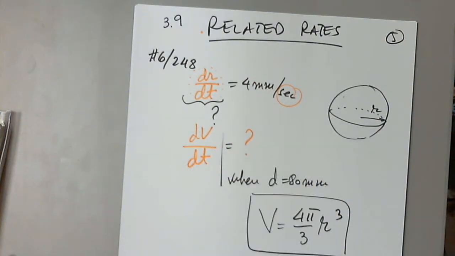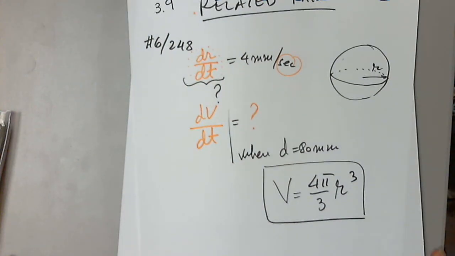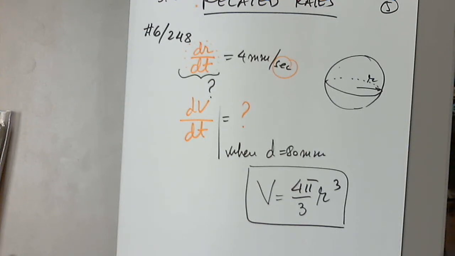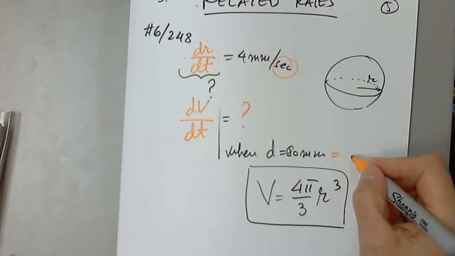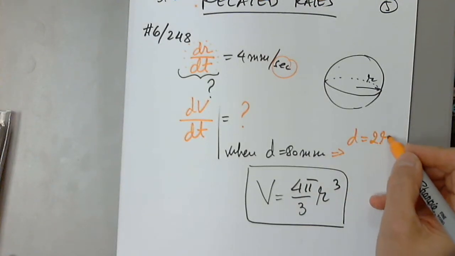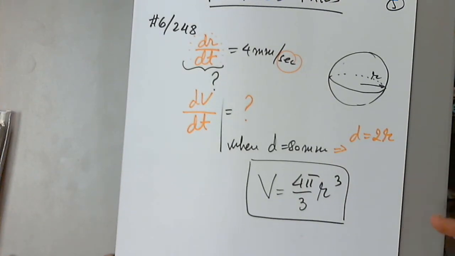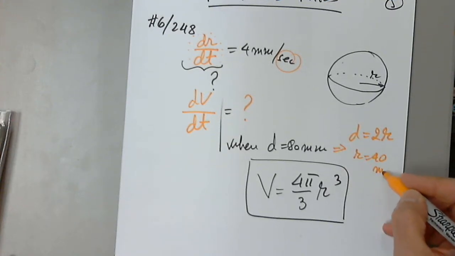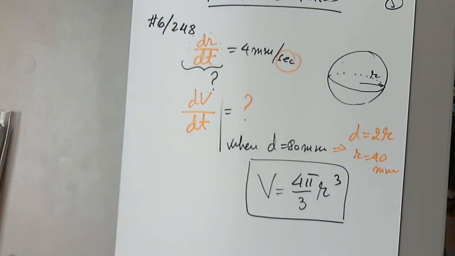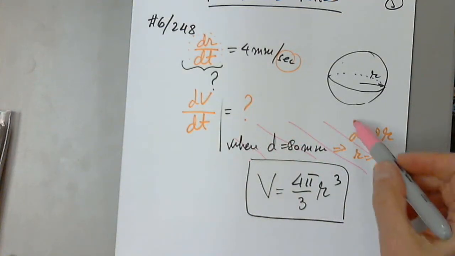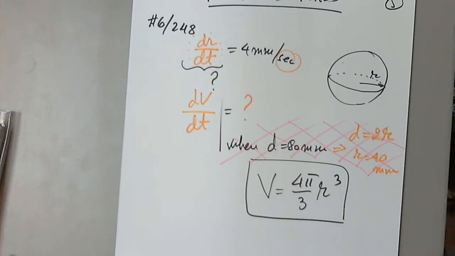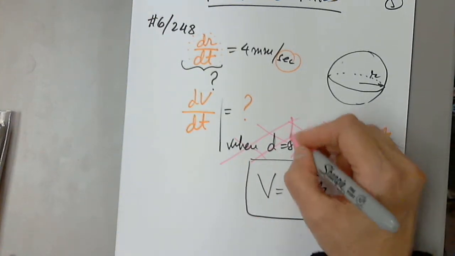dV over dt, indeed. So the volume and the radius change at the same time. So I'm asked to determine the rate of change of volume when the diameter equals 2 times the radius, which means that the radius is 40 millimeters. However, I just want to make a point from the very beginning. All this, do not cross it out like that. I'm just hoping that you will remember. This is for later.